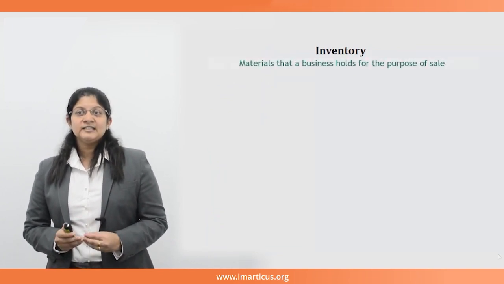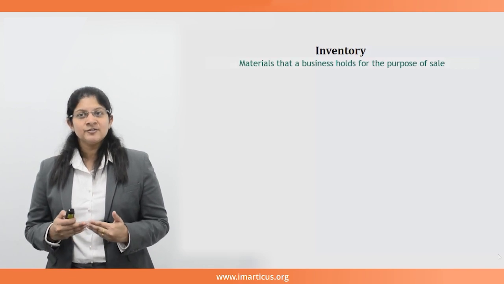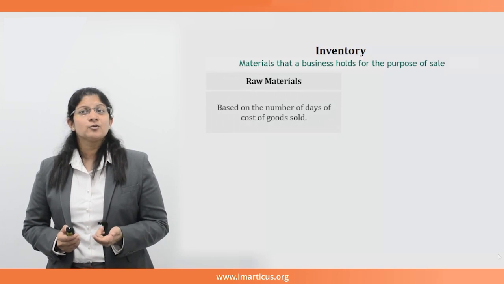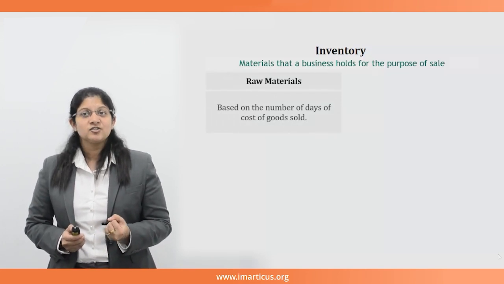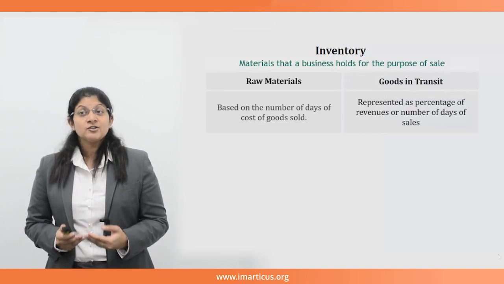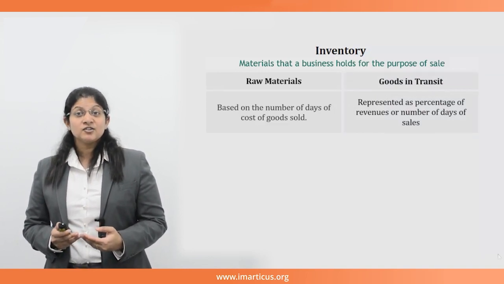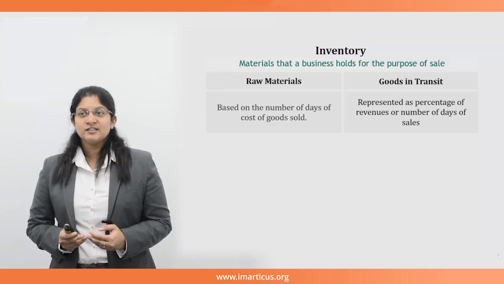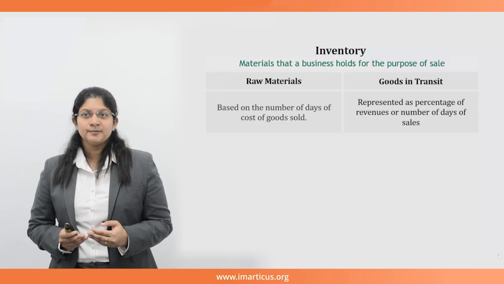Inventory refers to the materials that a business holds for the purpose of sale. It includes raw materials, finished goods, work in progress, capital work in progress, and goods in transit. Raw materials are based on the number of days of cost of goods sold, while goods in transit are usually represented as a percentage of revenues or number of days of sales, similar to finished goods inventory.